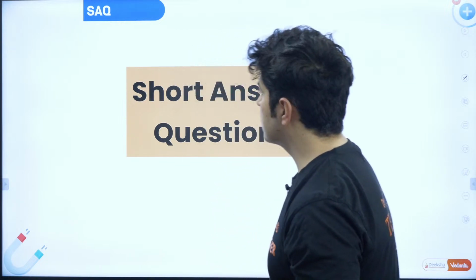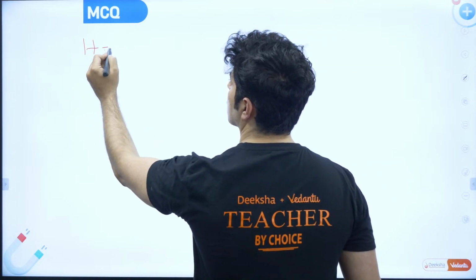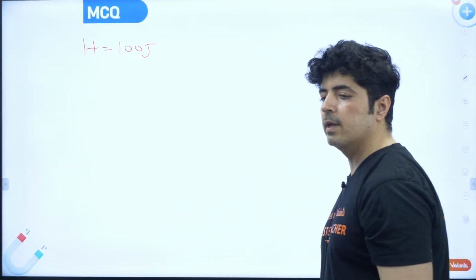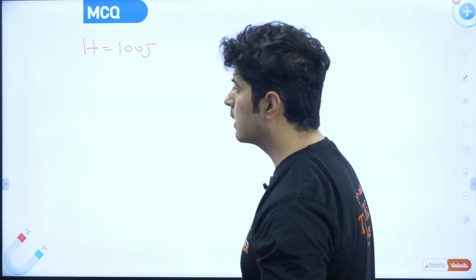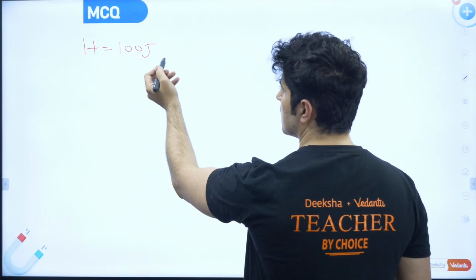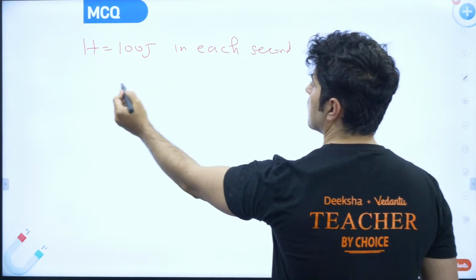All right. Before that, I would like to do one problem from NCERT. I like this problem. The question in NCERT, that is example number 11.11, says that 100 joule of heat is produced each second in a 4 ohm resistance. Resistance given is 4 ohm.